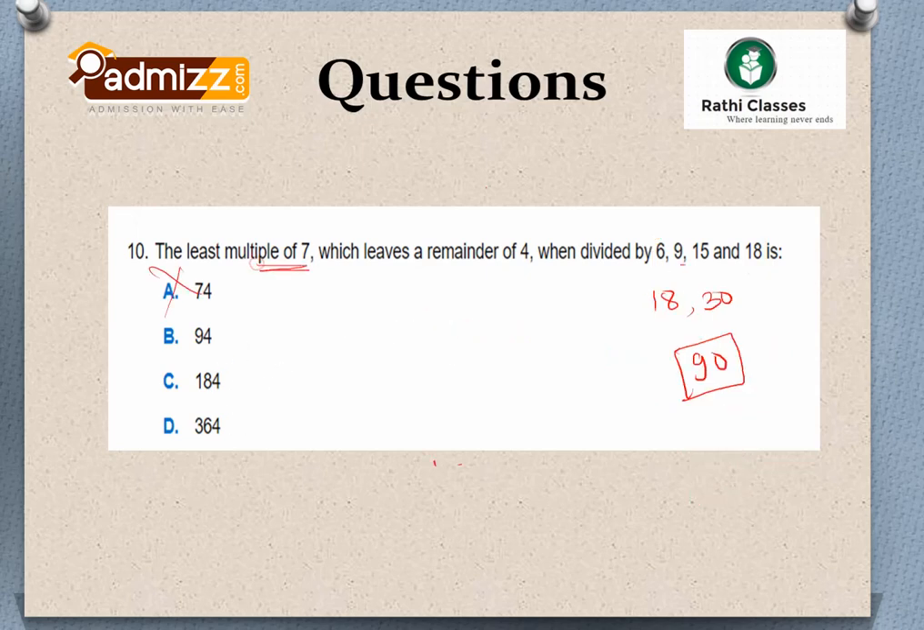For finding the least value, it is said that it is a multiple of 7, that means the number should be divisible by 7. So is 94 divisible by 7? You will say 7 1 is 7, you will be left with 24, no. 7 2 is 14, 44, no. 7 5 is 35, 12. So the answer is only the option D, that is the least multiple of 7 which leaves a remainder of 4. Moving on to the next question.